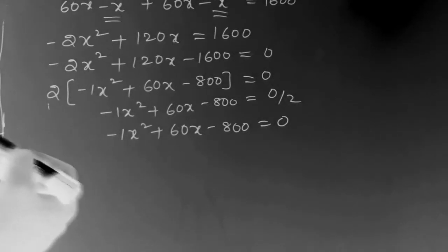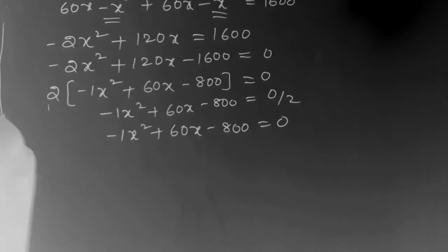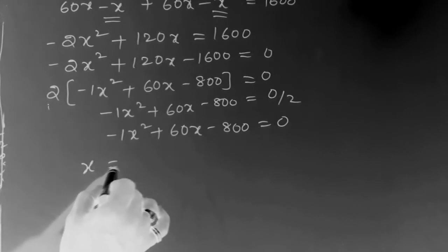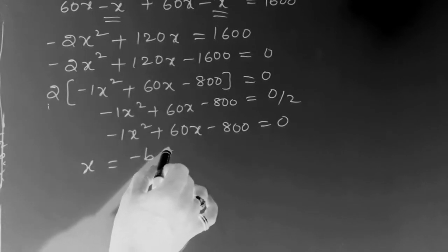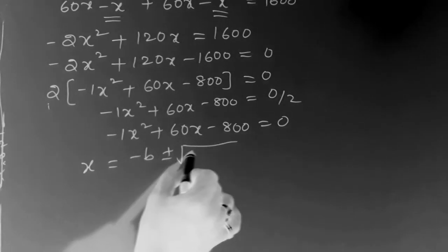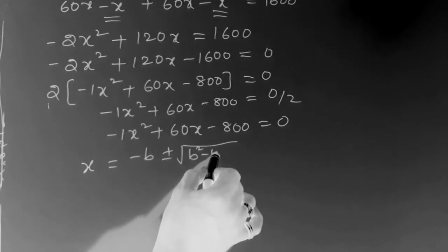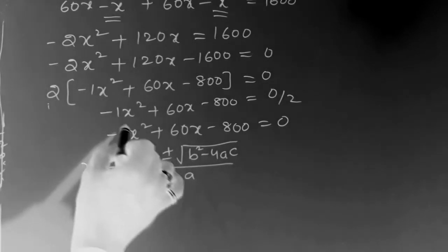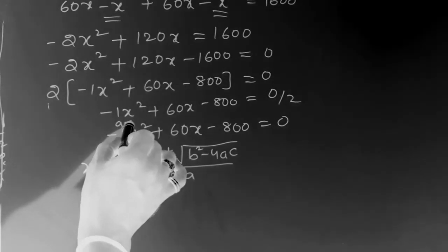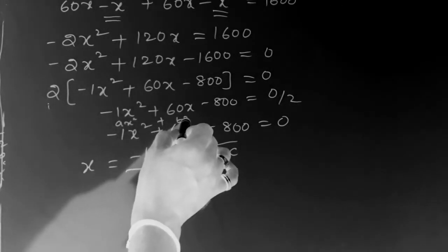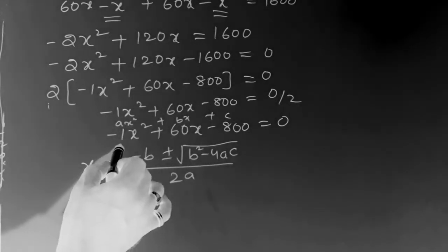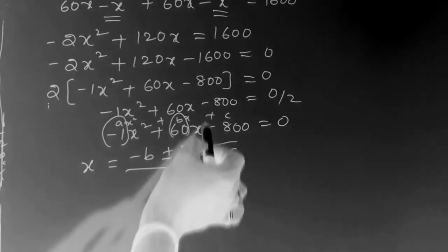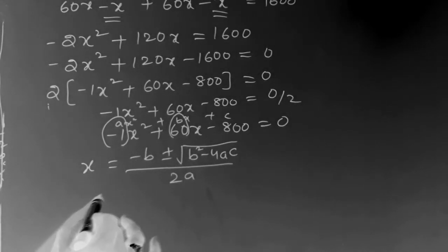We can use the factorization method or the formula method. I am using the formula method here. x is equal to minus b plus or minus under root b square minus 4ac by 2a. This is the formula method. It is in standard form ax square plus bx plus c, where a is minus 1, b is 60, and c is minus 800. Now we substitute in the formula.